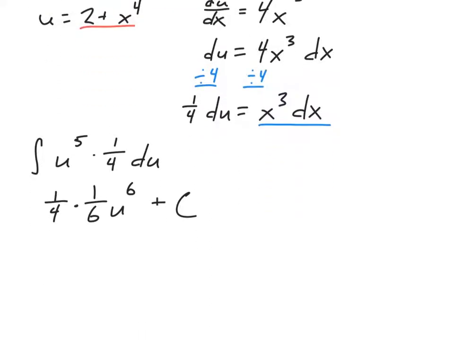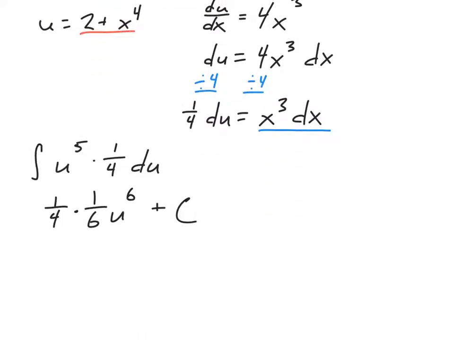And then one last little step. We got to substitute back in for the u. Oh, and I guess we can also clean up that 1/4 times 1/6, right? So the whole thing then equals 1/24 times 2 plus x to the 4th, and that's now to the power of 6 plus c. And we're done.